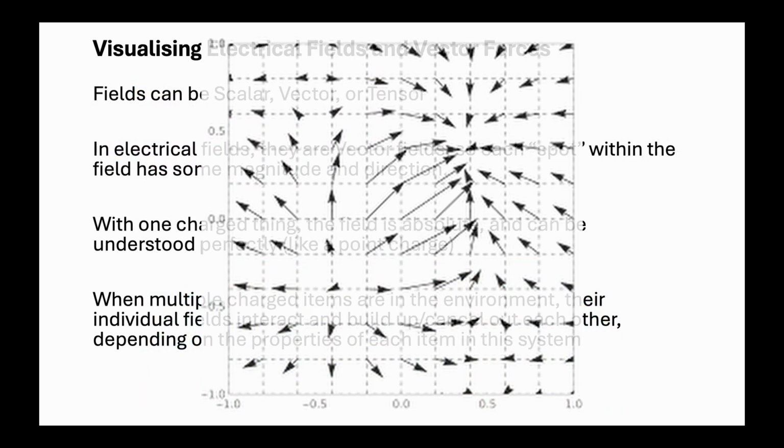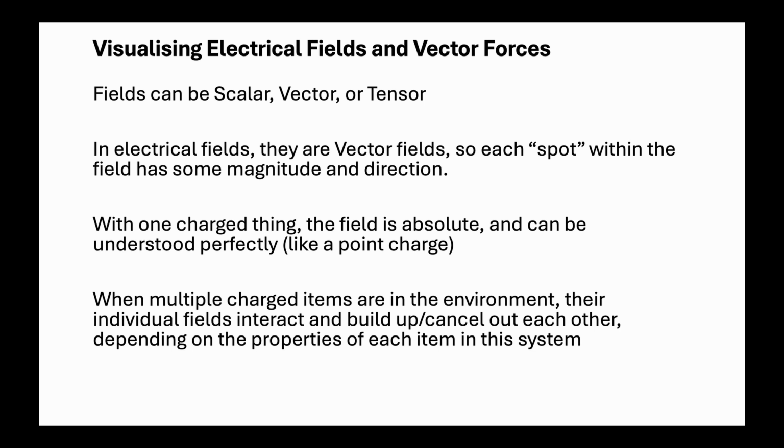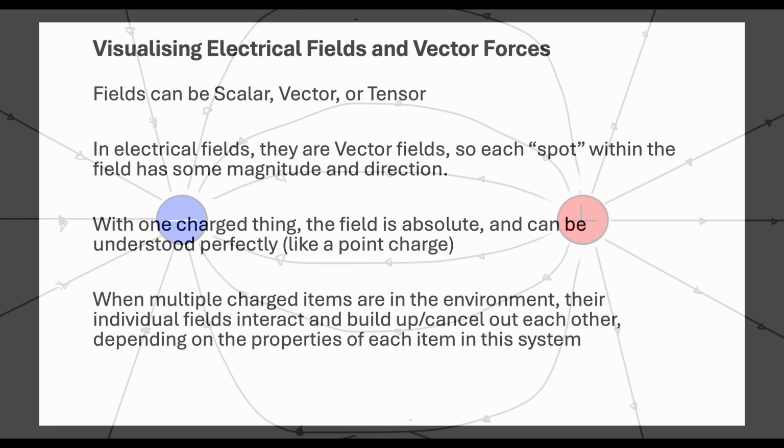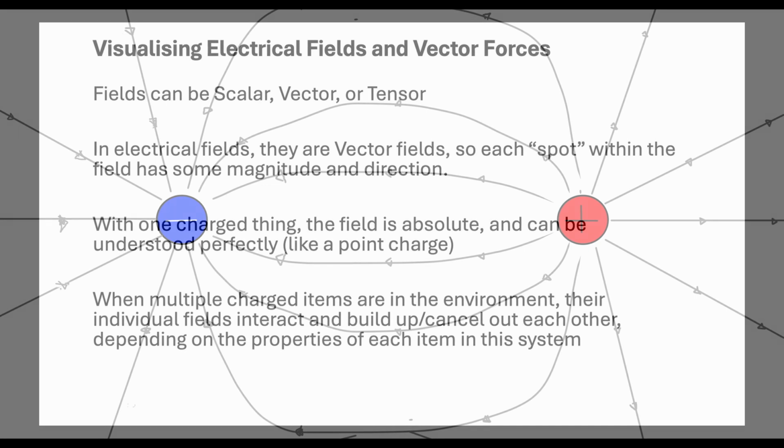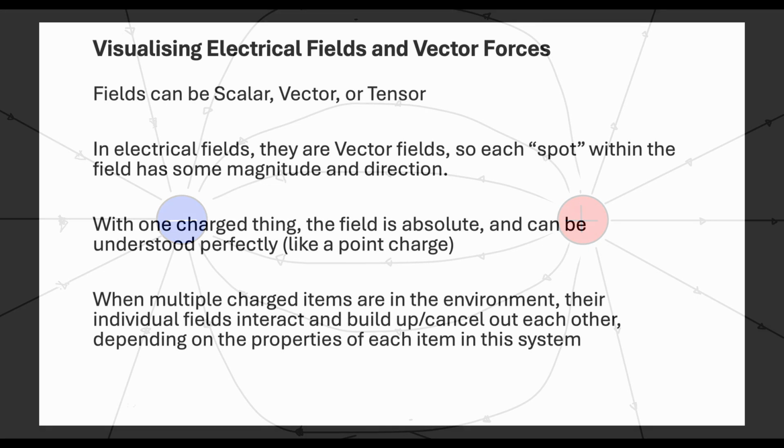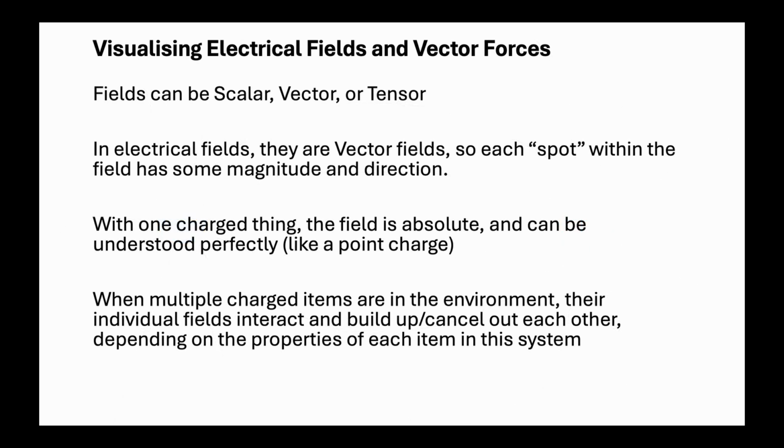So each spot on this field that exists in the environment has some magnitude and direction. And with one charged thing, the field is absolute, and it can be understood and equated perfectly. This is like a point charge, we can understand its electrical field completely. When there are multiple charged things in the environment, their individual fields interact and build up or cancel out each other, depending on the properties of each item in this system.